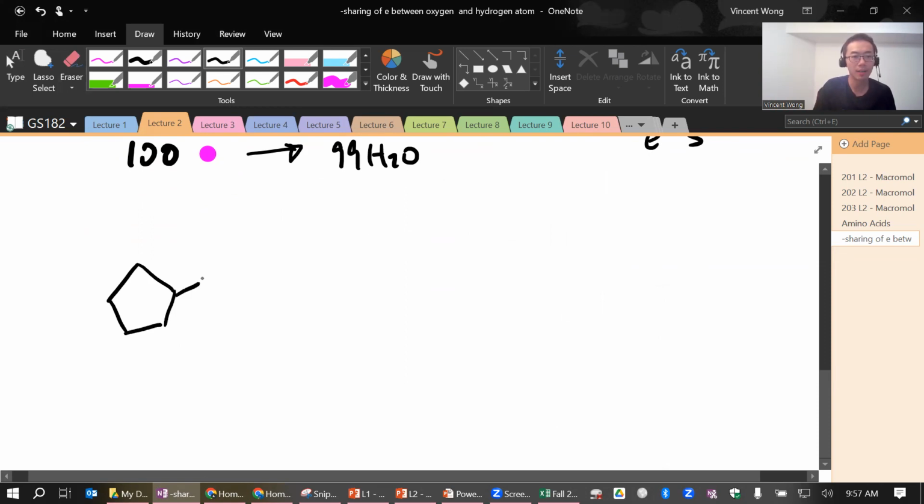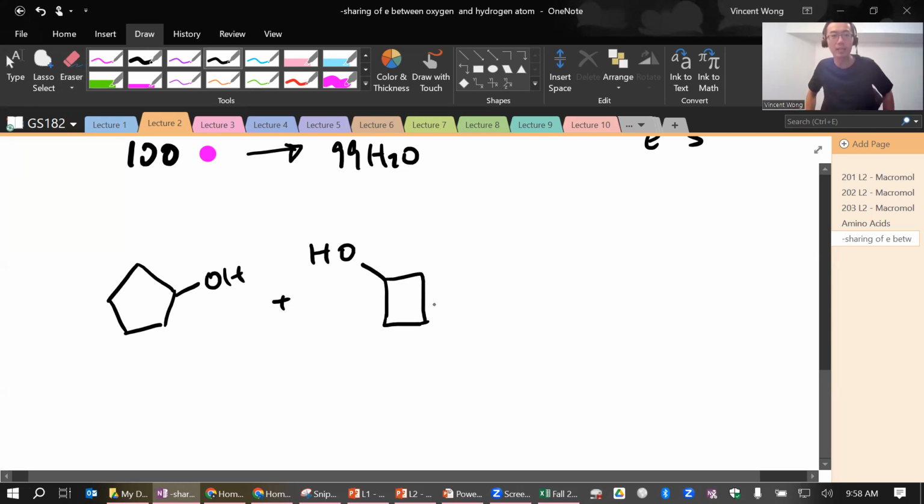Okay, let's say we have a thing here. Again, you don't have to know what the pentagon is or what it means. I'll tell you what it means in a bit, but right now it doesn't matter. So let's say I have this one and this one, and you want to connect them together through dehydration synthesis. What's the answer going to be?